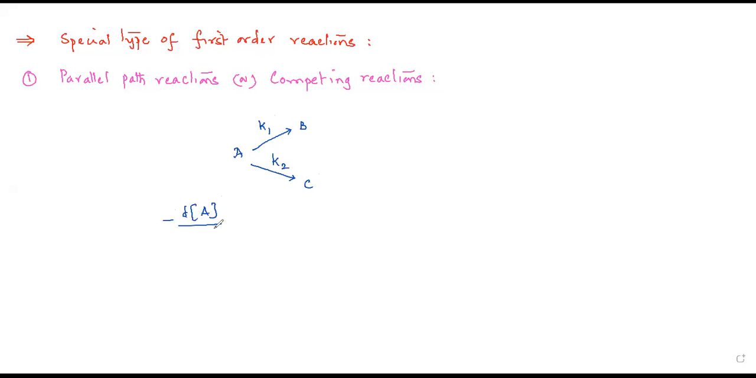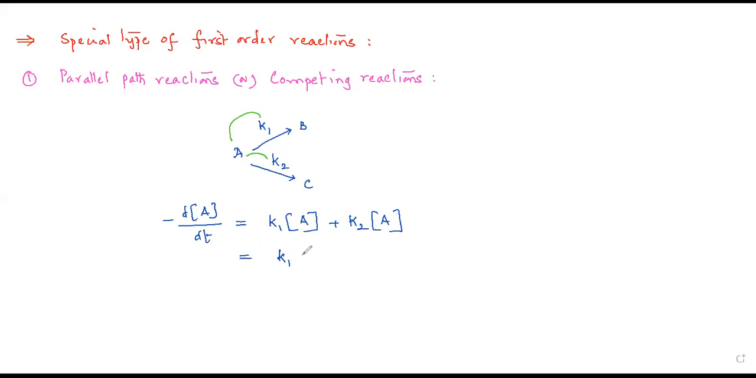rate, minus dA by dt can be given as, see, normally we go for K1 into A or simply K into A if this were to be a single step reaction, not a parallel one. But here, because the same A is getting converted into both B and C in a parallel path manner, it can be written as K1 into A plus K2 into A. So K1 into A in this case, K2 into A in this case. Okay, so that is the interesting part here. Remaining all, of course, is simple.